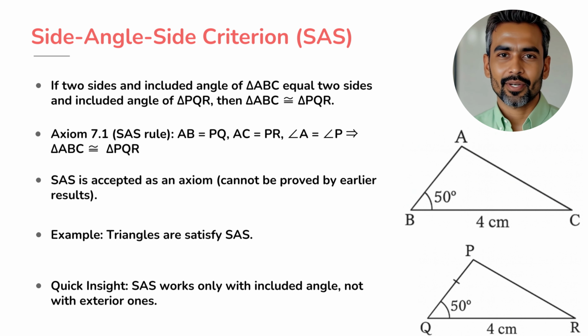Now look at the example on the slide. Both triangles have one side equal to 4 centimeters, and the angle between those sides is 50 degrees. Because these conditions satisfy SAS, the two triangles are congruent.